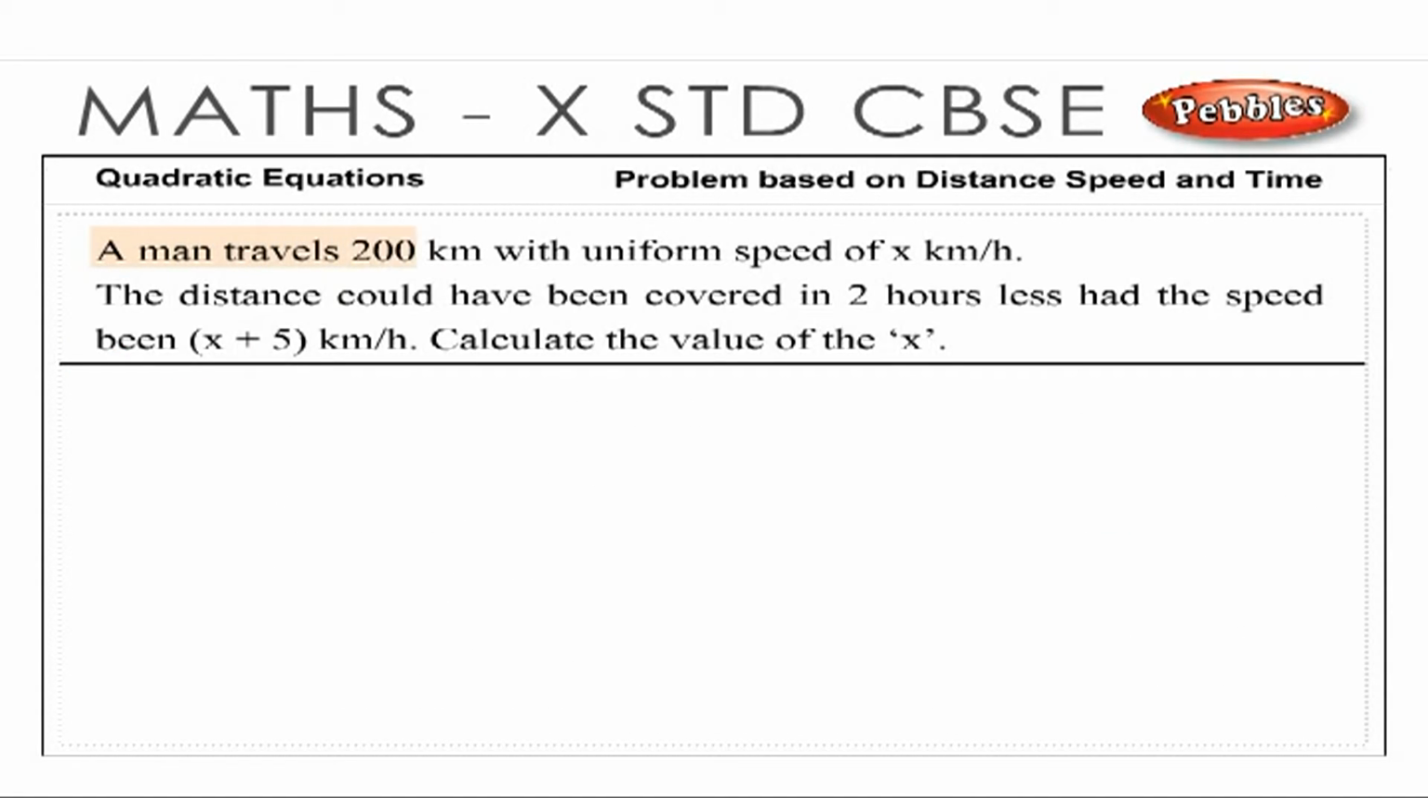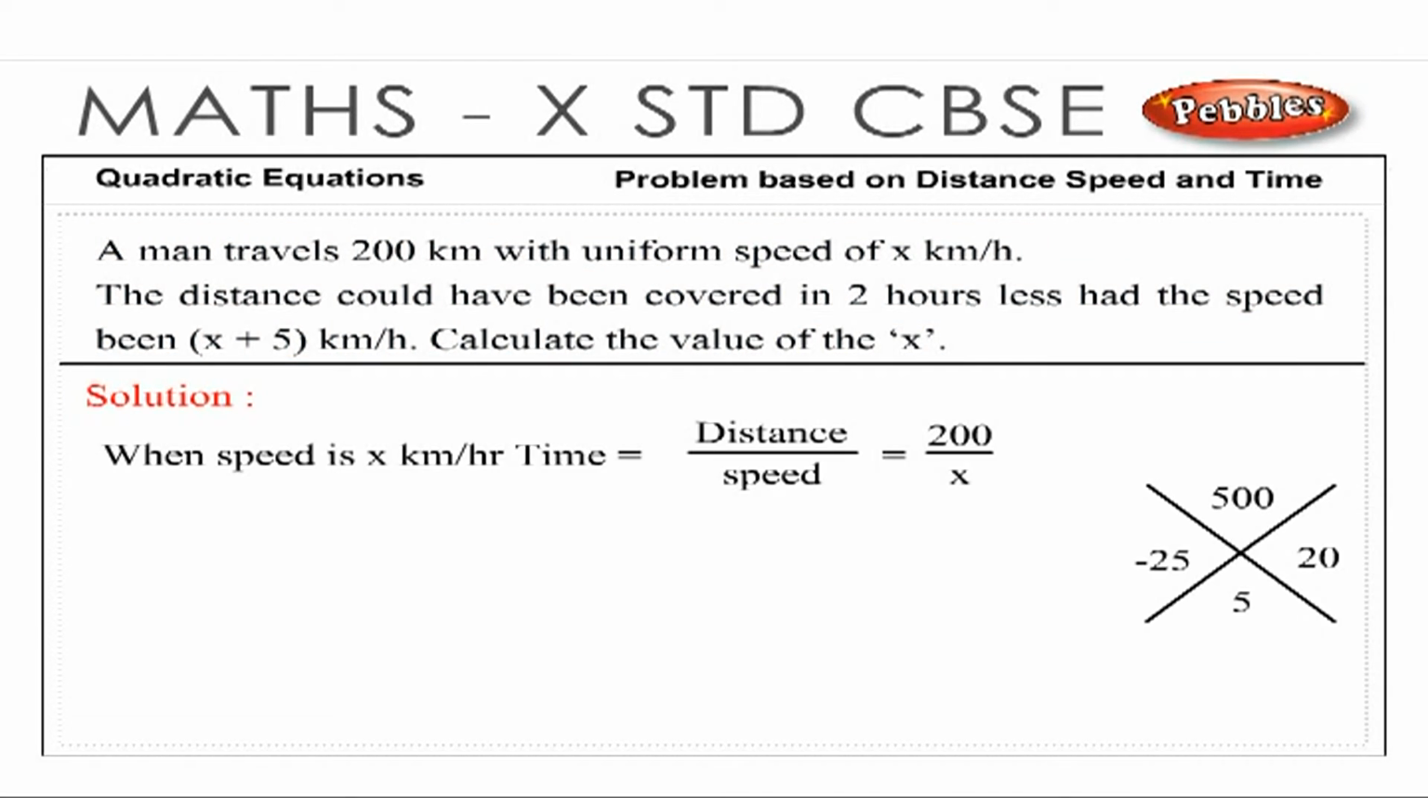A man travels 200 km with uniform speed of x km per hour. The distance could have been covered in 2 hours less had the speed been x plus 5 km per hour. Calculate the value of x.